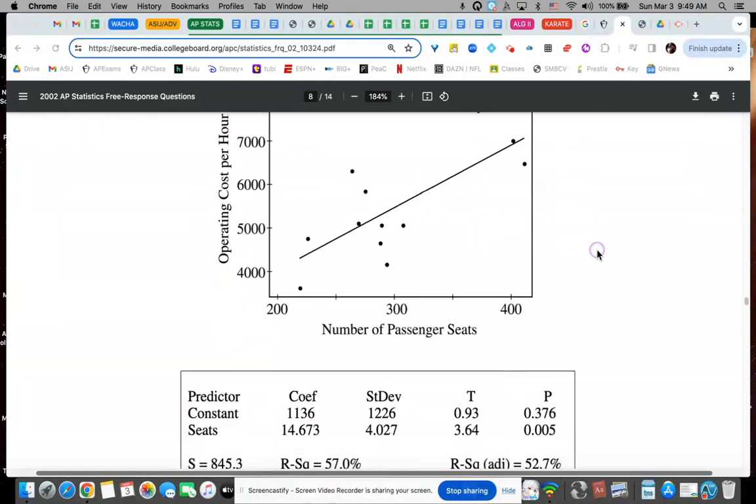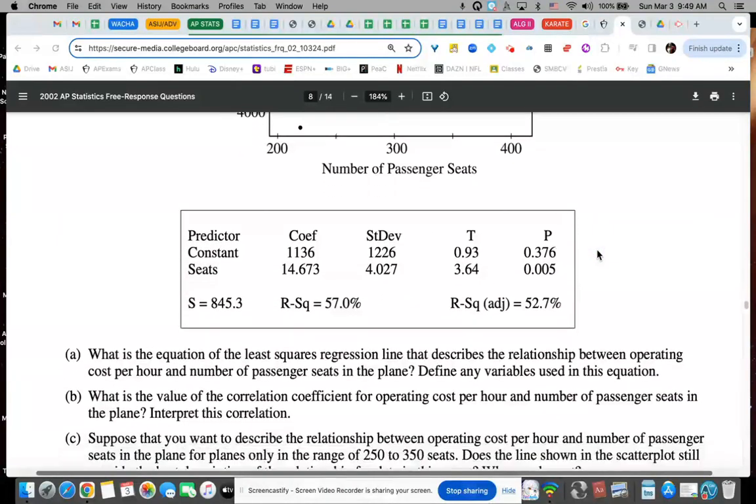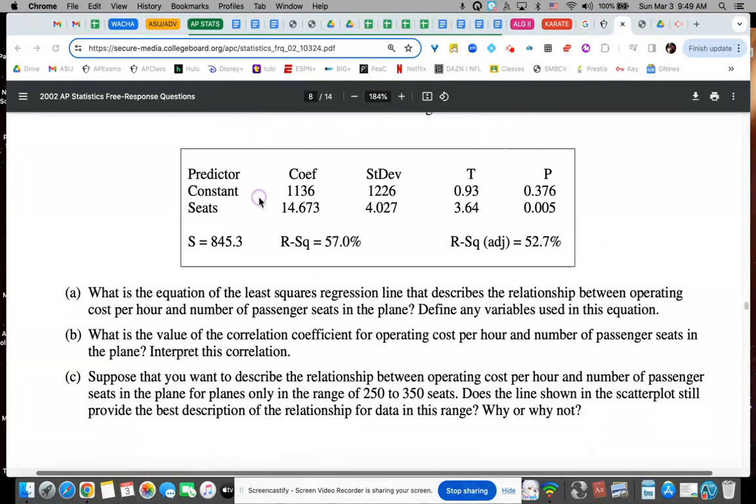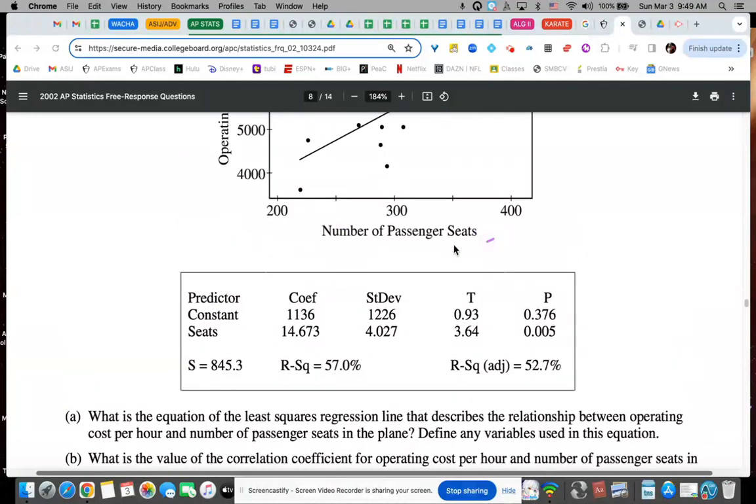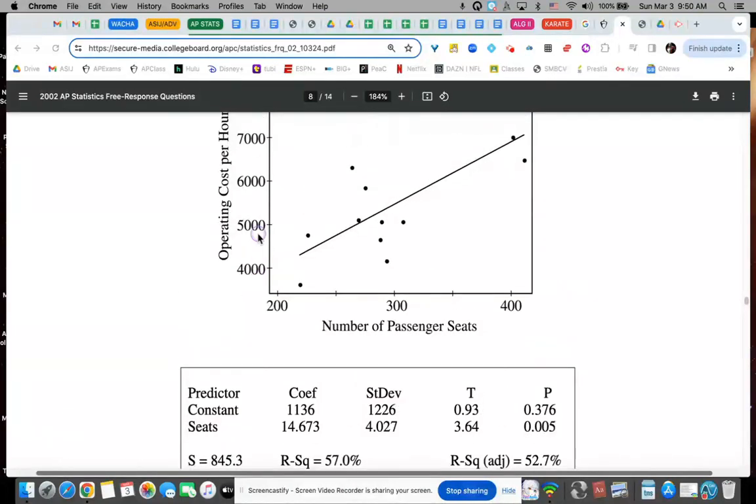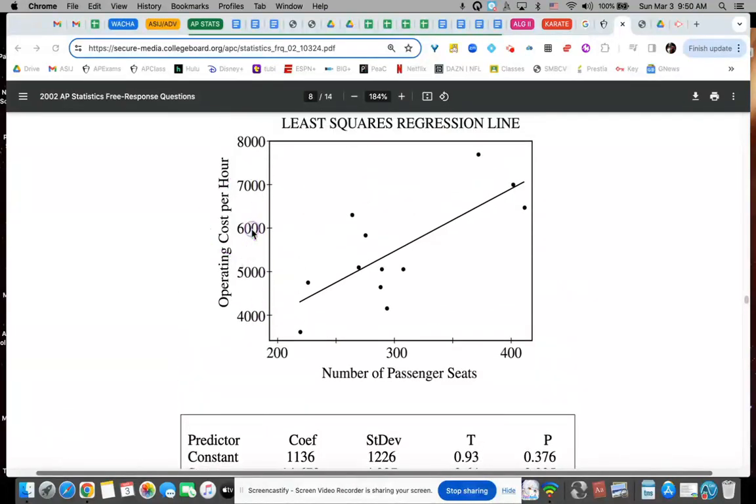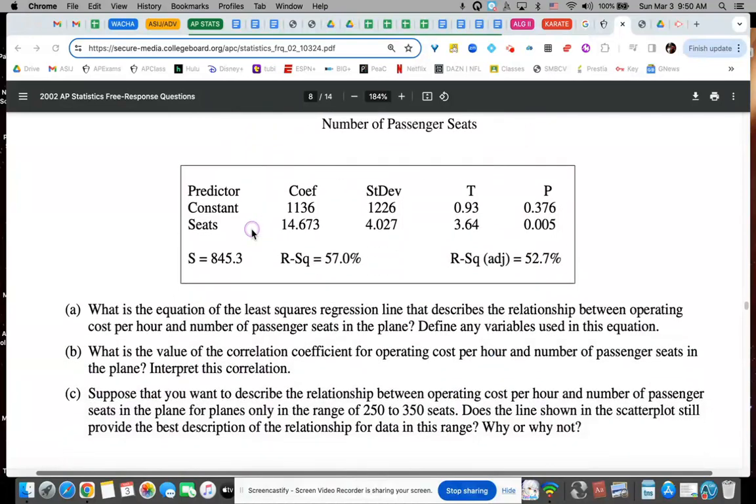Okay, and then they give us a regression output, which is where we need our stuff, and then the questions. I can see the explanatory variable there, seats, which you can see on the graph, but sometimes they don't give you the graph. So whatever is listed here is your explanatory variable. My response then is the cost per hour, operating cost. That's the slope that goes with that explanatory variable, and my y-intercept is 1136. So that's what I need for my first question.